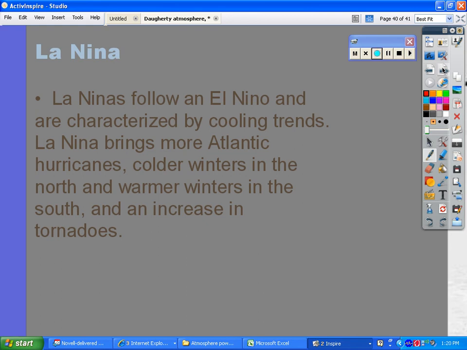And then La Nina. It says La Ninas follow an El Nino and are characterized by cooling trends. La Nina brings more Atlantic hurricanes, colder winters in the north, warmer winters in the south, and an increase in tornadoes. So when we experience a La Nina year, that's a lot of times when we get those really bad snowstorms. In fact, I believe the year that we got really bad snowstorms, I think it was 2 years ago, they said that was a La Nina year. And we are not in El Nino or La Nina this year. That's why we haven't been getting anything too drastic this year or last year.